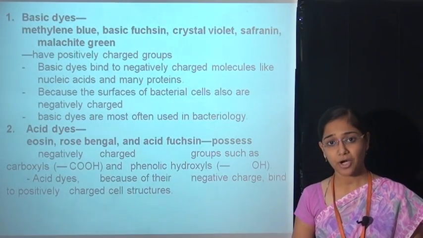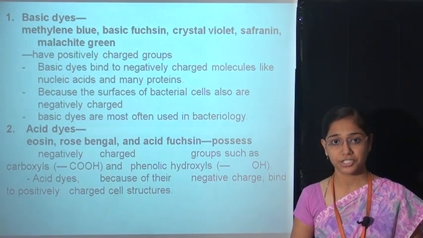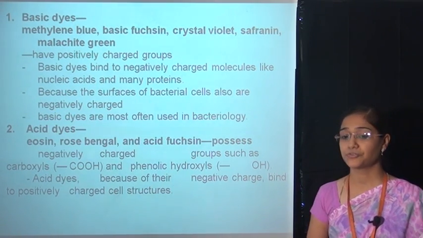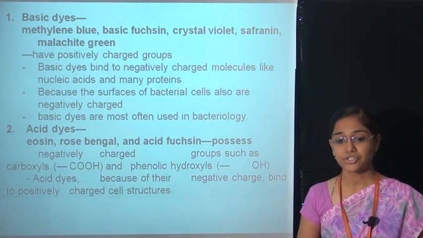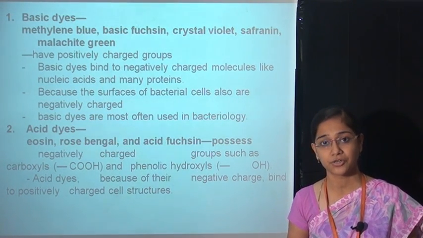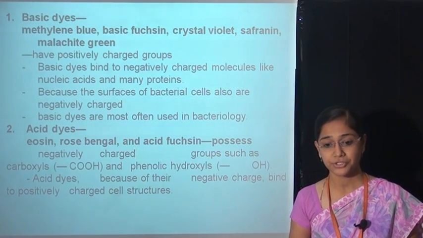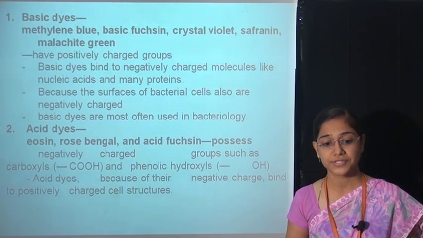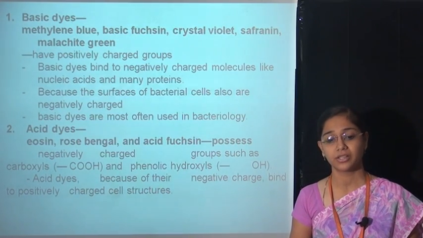Okay, there are two types of dyes, basic dye and acidic dye. Basic dye contains a positively charged ion. Examples of basic dyes: methylene blue, basic fuchsin, crystal violet, safranin and malachite green. Basic dye binds to the negatively charged molecules present on our bacterial surface, like nucleic acids and many proteins which are negatively charged. Mainly we use basic dyes in our laboratory.